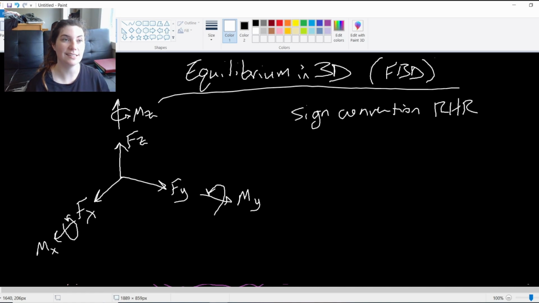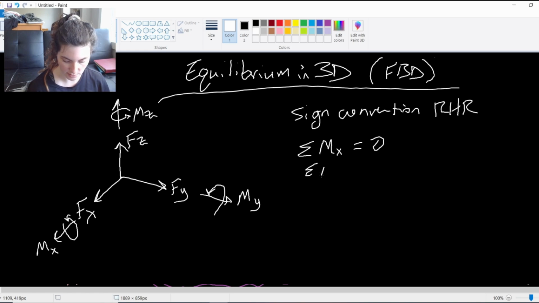So we have these 6 unknowns typically. You need 6 separate equations for these 6 unknowns. So our 6 equilibrium equations are now going to be the moment about each axis being 0, as well as the 3 forces all being 0.